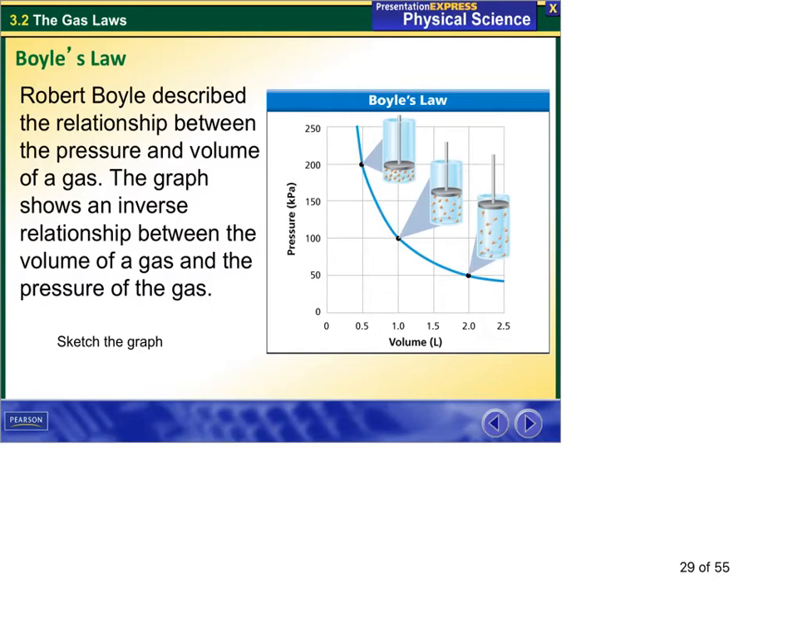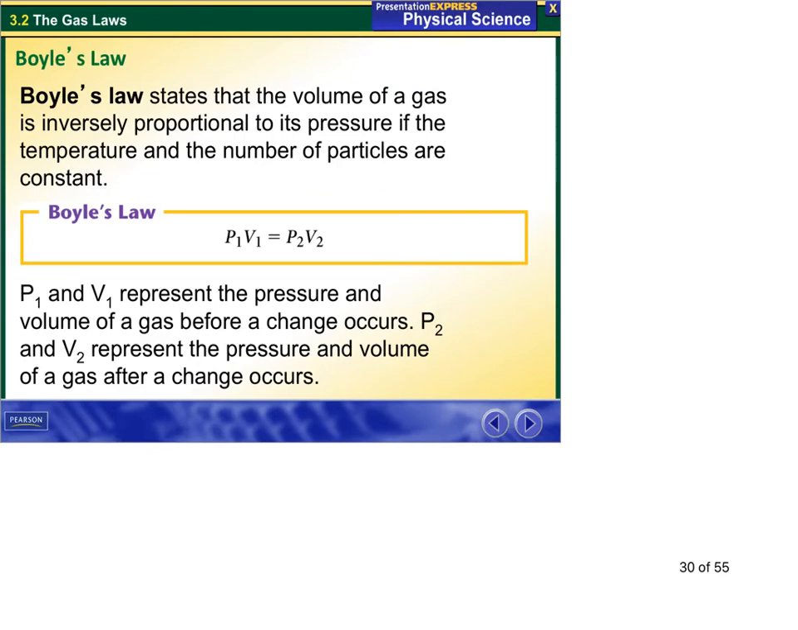As the pressure goes down, the volume goes up. Bigger volume, lower pressure. Smaller volume, higher pressure. Increasing the pressure is going to decrease the volume. It squeezes the particles closer together. And we get the statement of Boyle's law: the volume of a gas is inversely proportional to its pressure if the temperature and number of particles are constant. And we write it as P1 V1 equals P2 V2.